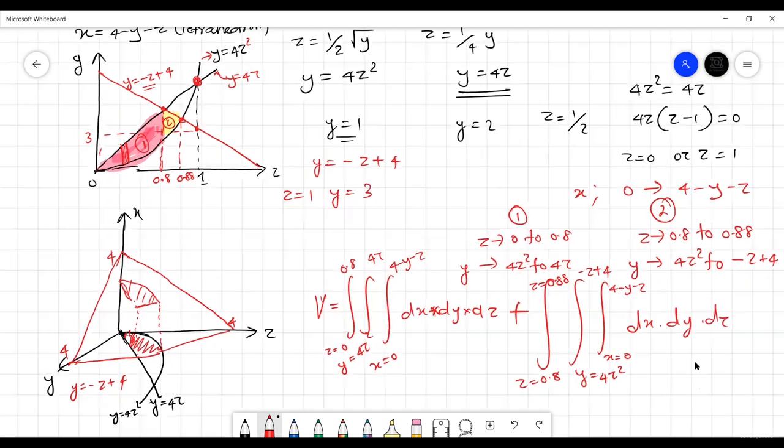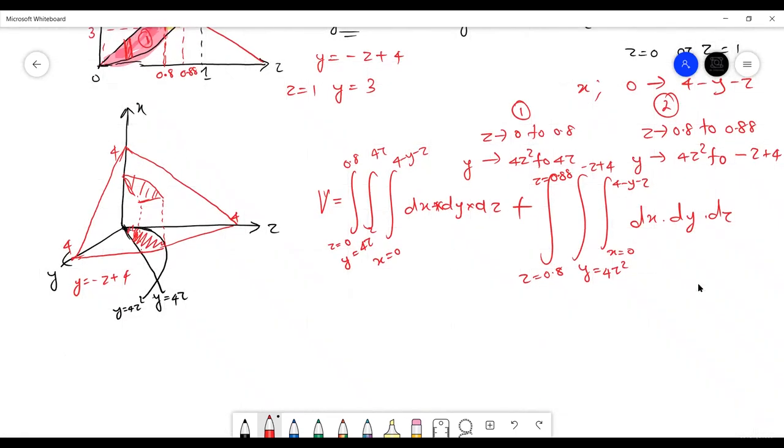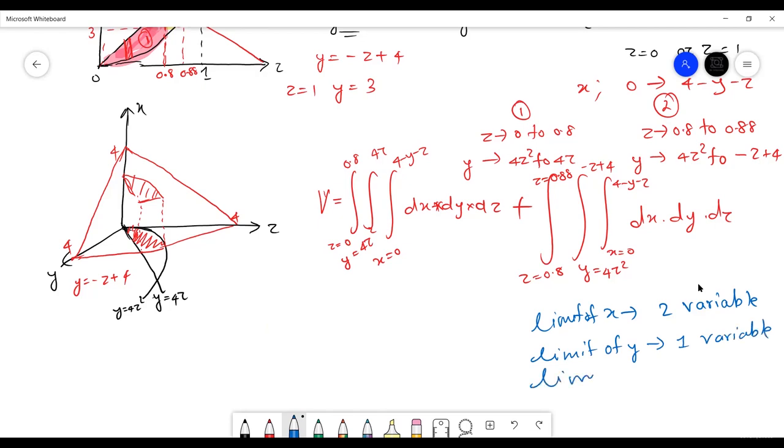So while doing this integration, you have to be careful, right? Since if you see, the limit of x has two variables, right? The limit of y has one variable, right? In the limit of z, there is no variable, right? So it's only constants. So you have to start integration from x because it has the highest number of variables. Then y, finally z.